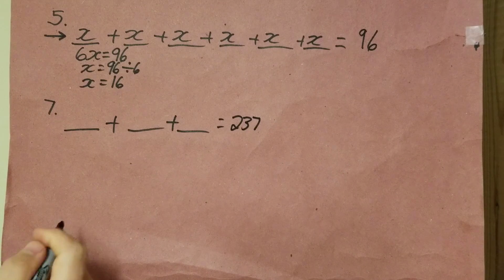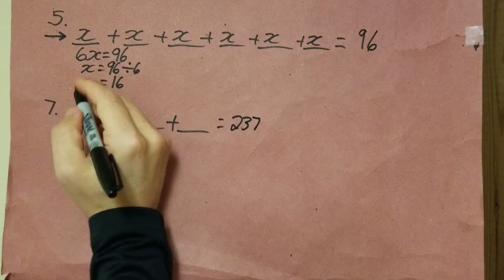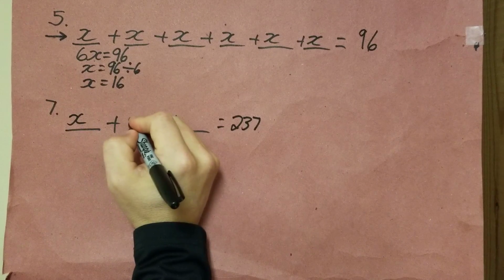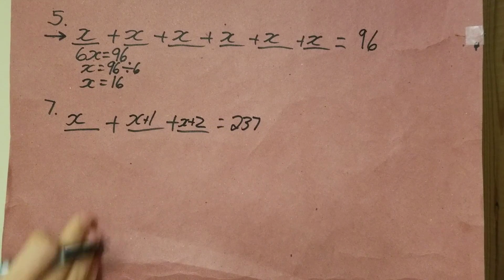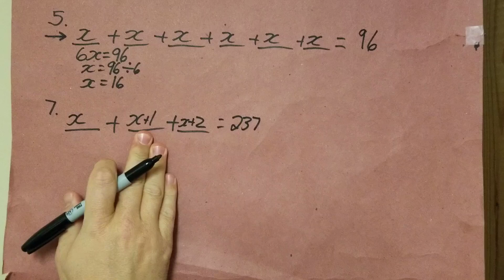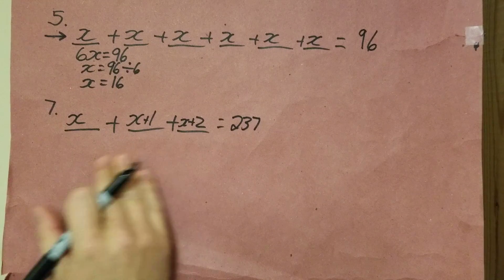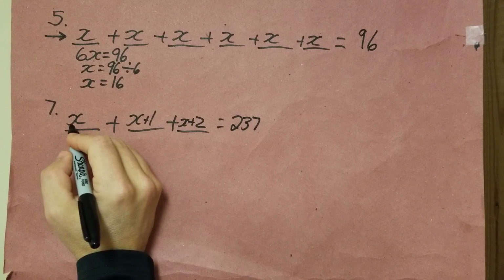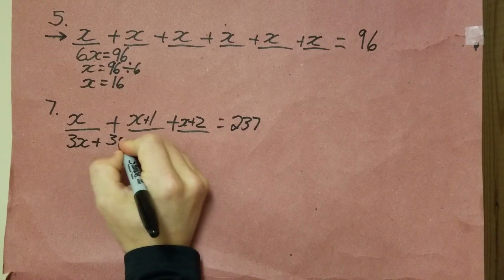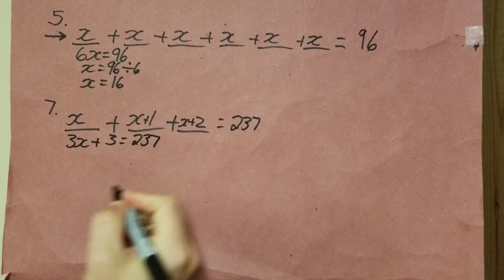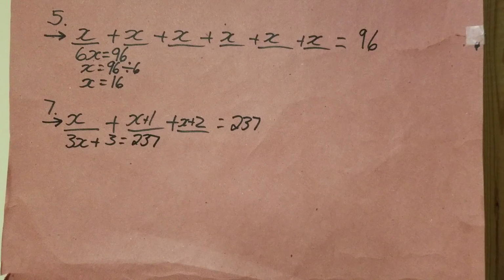Okay? Now, let's just say consecutive is 1, 2, 3. So my 1 would be my x. Then I have an x plus 1 and an x plus 2. Because consecutive numbers, this is the first number, this number is 1 greater, this number is 2 greater. Okay? So now I'm going to do my like terms. 1, 2, 3 x's. 1 plus 2 is 3 equals 237. And again, now I'm going to go quicker because this is the math part that we're trying to get to.